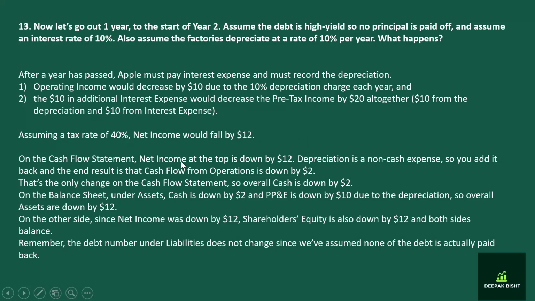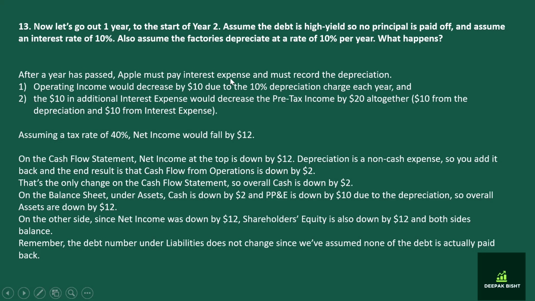Now in the cash flow statement, net income is linked to the cash flow statement, $12. Depreciation, a non-cash expense, we added it back. So the operating expense is down by $2. Cash flow from operations is down by $2. And that's the only change in the cash flow statement. So overall cash will be down by $2 and that's it.